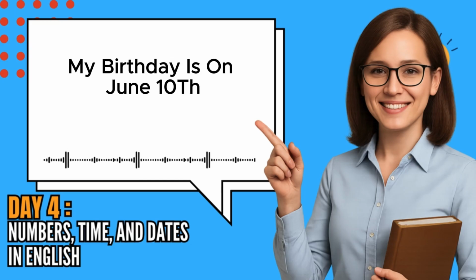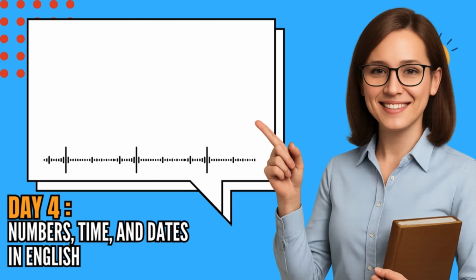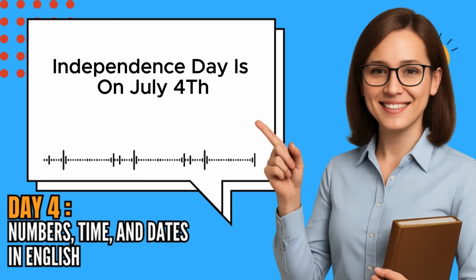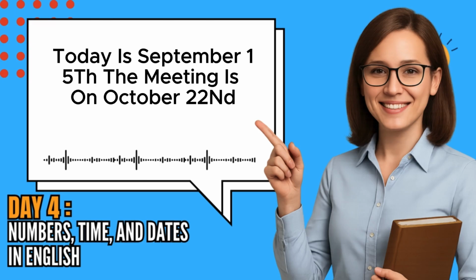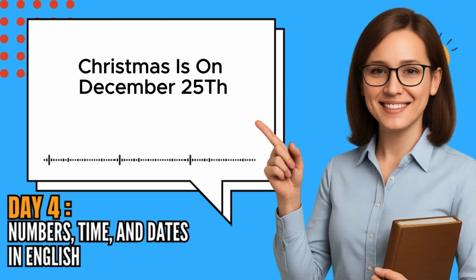My birthday is on the 10th of June. Independence Day is on the 4th of July. Today is the 15th of September. The meeting is on the 22nd of October. Christmas is on the 25th of December.